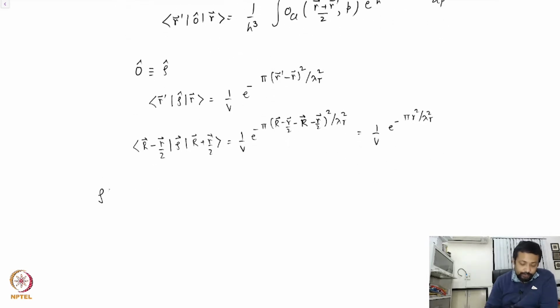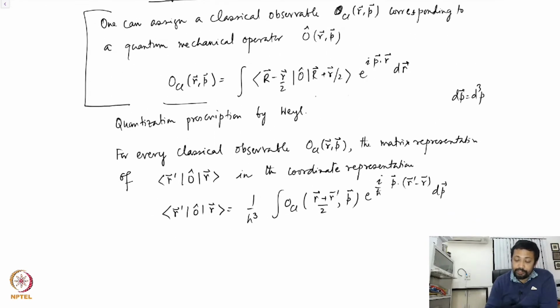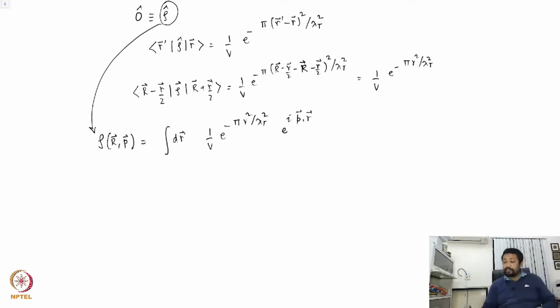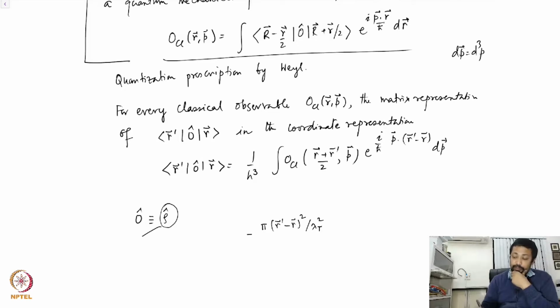Therefore, the Wigner transformation tells me that corresponding to this quantum mechanical operator, there is a classical observable which we'll call rho(R,P), and that prescription is given by this. So we take it as the integral d cube r 1 by V e to the power minus pi r square over lambda_T square e to the power I p dot r over h bar. This clearly is a Gaussian. There has to be an h bar over here. So did I miss an h bar over here? There is an h bar over here.